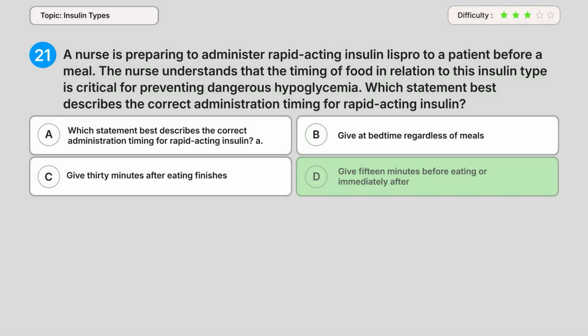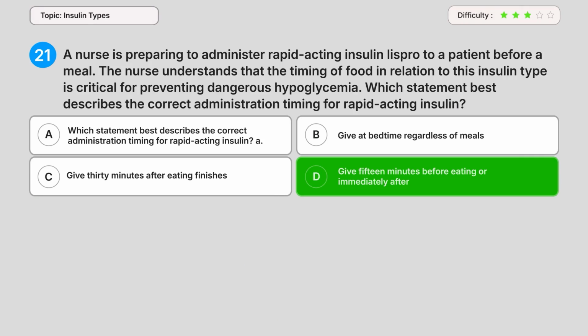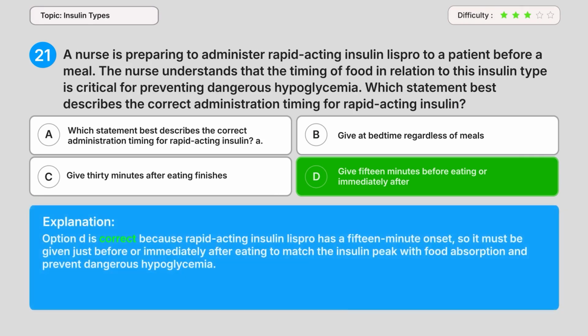Correct answer, D. Give 15 minutes before eating or immediately after. Explanation: Option D is correct because rapid-acting insulin Lispro has a 15-minute onset, so it must be given just before or immediately after eating to match the insulin peak with food absorption and prevent dangerous hypoglycemia.